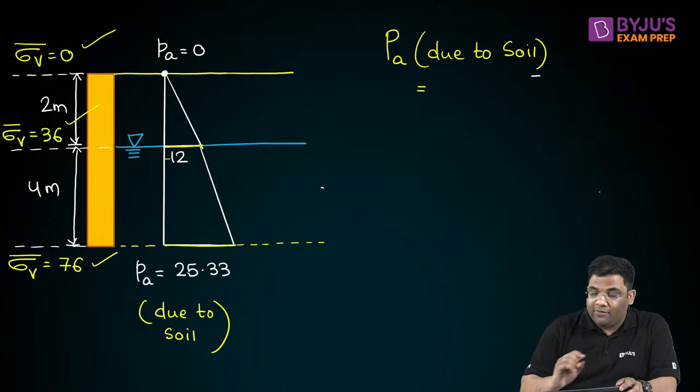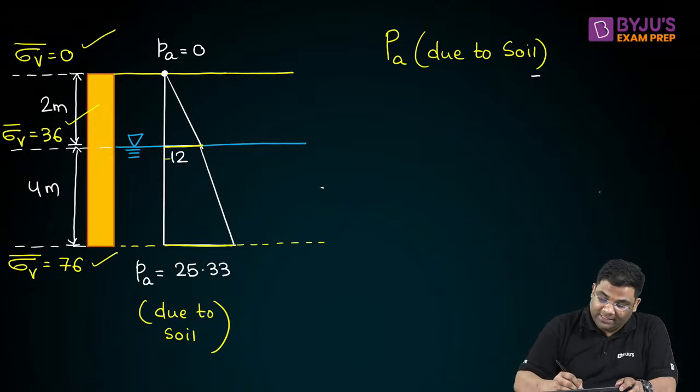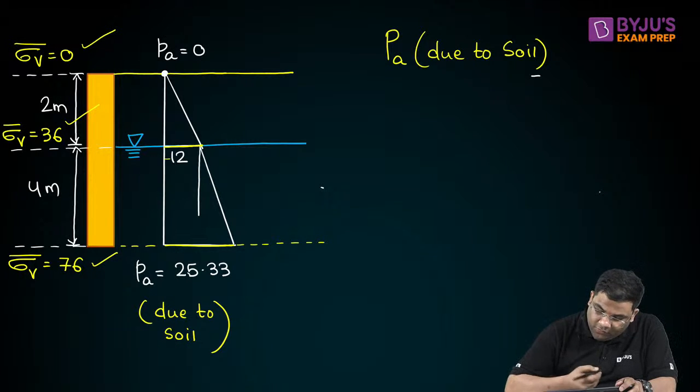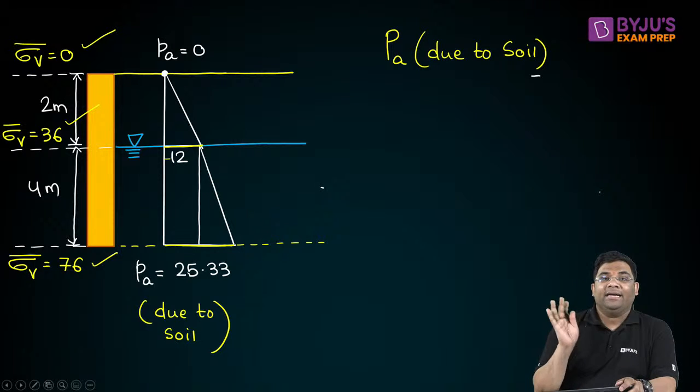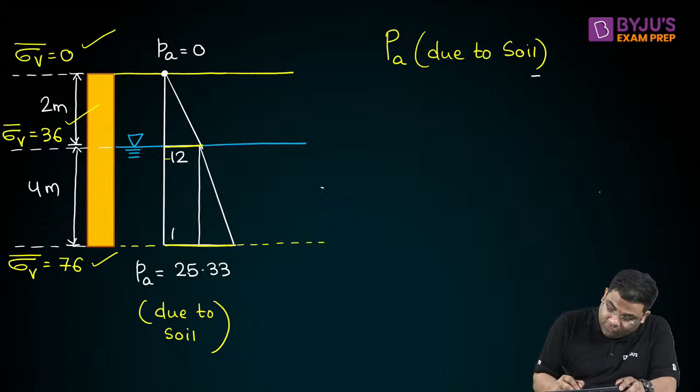You can see that here we will divide it into three parts. Always try to divide it into what? A set of rectangles and triangles. You see this is 12. This dimension will be 4. This dimension will be 2. This is also 12. This dimension will be 25.33 minus 12, that is 13.33.